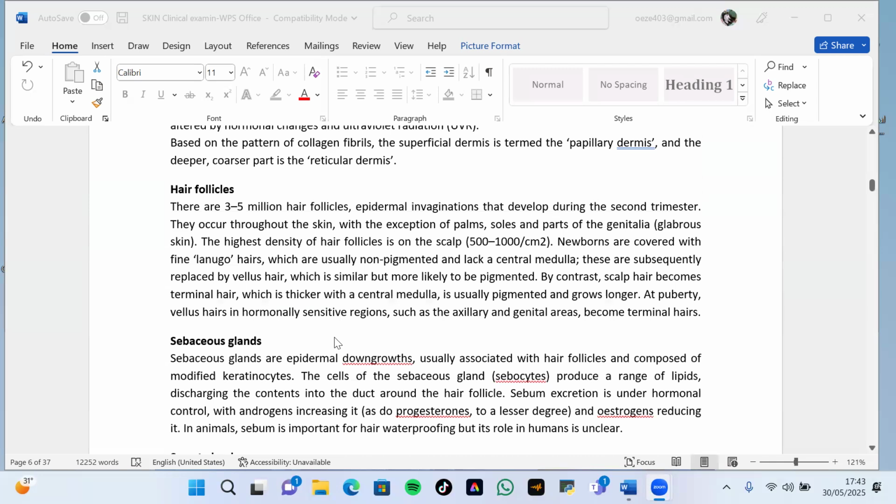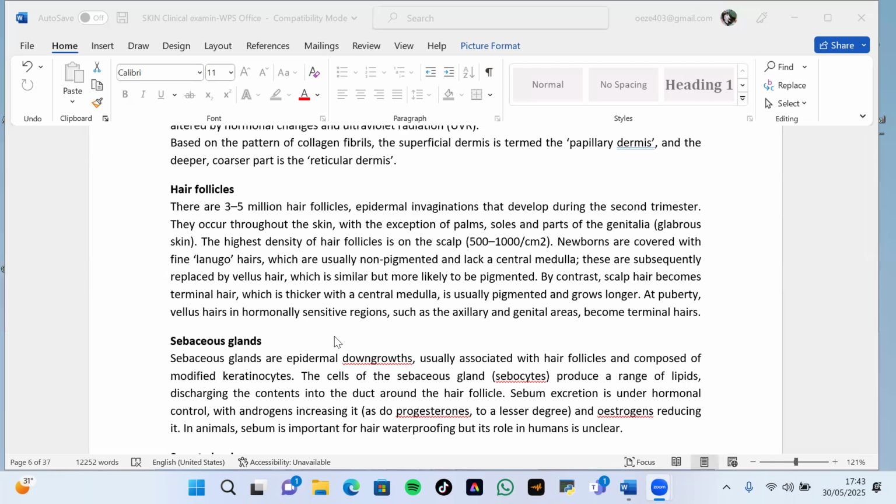Now, another part of this human skin. We've talked about the epidermis and the dermis. Let's talk about another structure found in the skin, an appendage, the hair follicle. There are about 3 to 5 million hair follicles throughout the skin. They are called epidermal invaginations because if you look at your hand now, you see the hairs. They are invaginated, like they project from the epidermis.